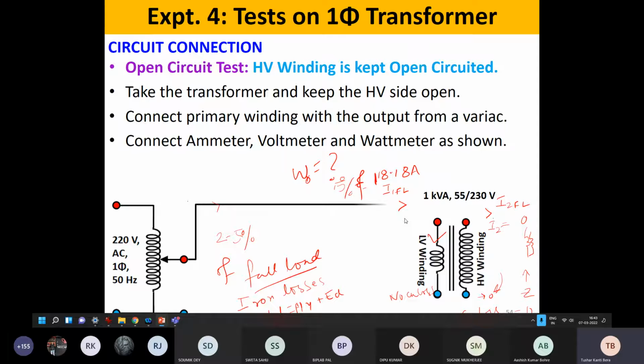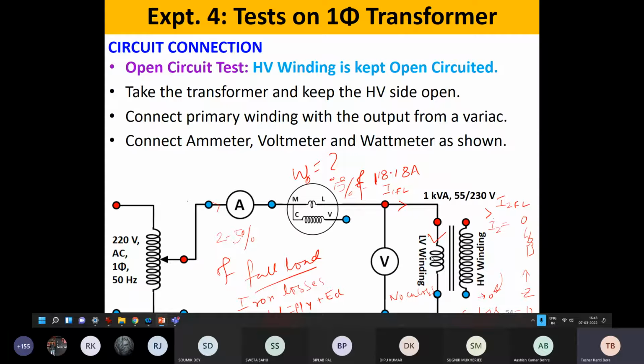So this is the connection. So transformer, low voltage side, that is 55 volt side, high voltage side, voltmeter is connected. This voltmeter is showing the primary voltage, and this will be the primary input current, that is no load current.